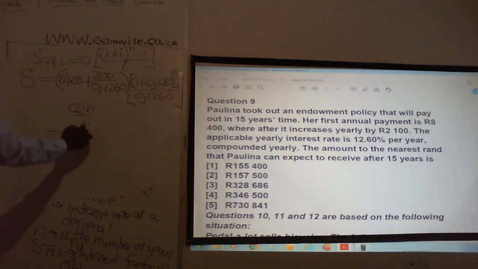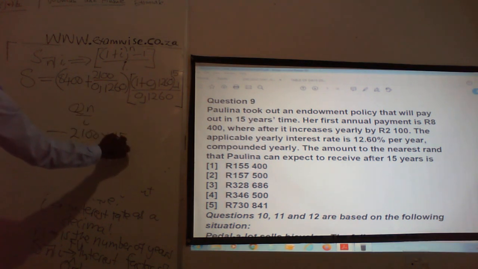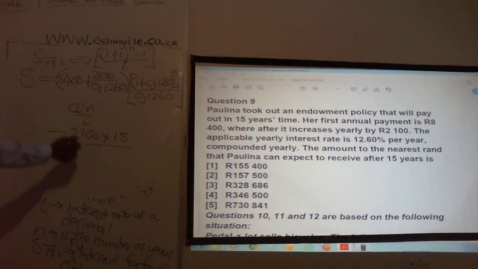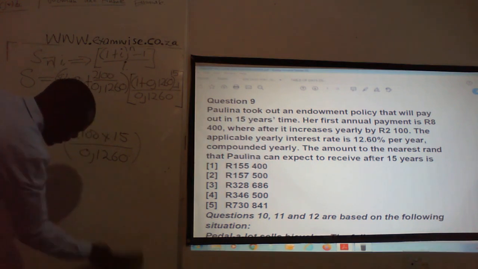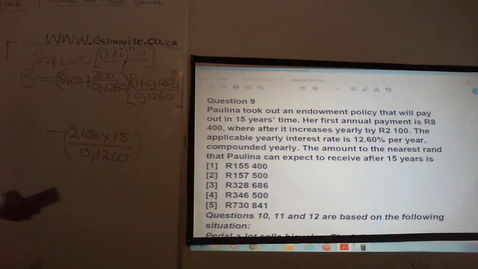So our Q, we said, is 2,100 multiplied by n, which is 50, divided by I as a decimal, 0.1260. So here I can put brackets so that we know that this is one thing. So that is how we substitute our variables. Then we can now simplify. So it means we are saying this one minus this one.